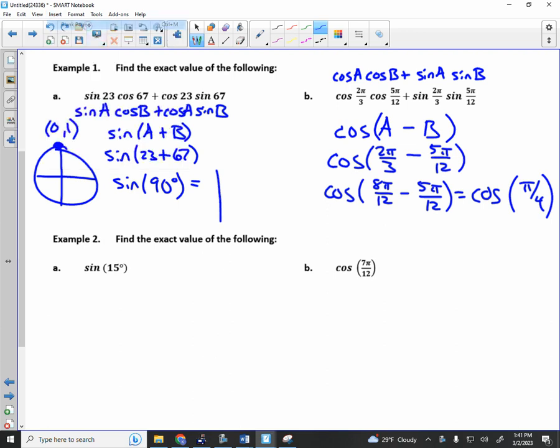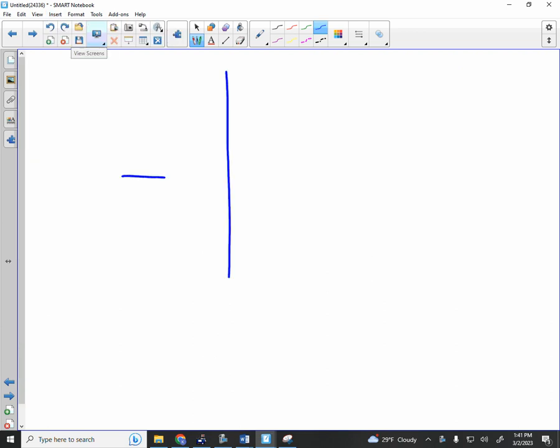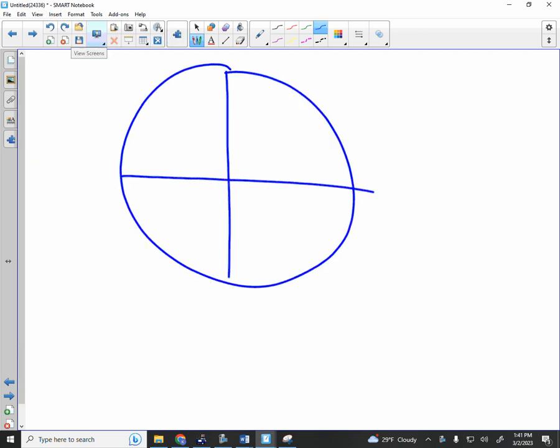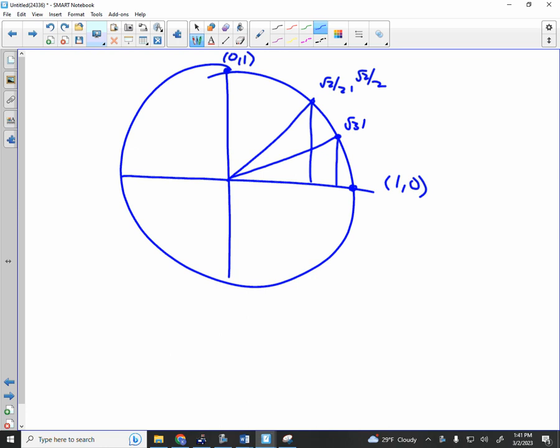Close. Looks like we better write them down somewhere. I'll put it up here. This is the thing we never want you to have leave your brain. This is 1, 0. This is 0, 1. If you put a 45, it's root of 2 over 2, root of 2 over 2. If you put a 30-degree angle, this is the root of 3 over 2 and 1/2. And if you put a 60-degree angle down, that is a 1/2 and a root of 3 over 2.